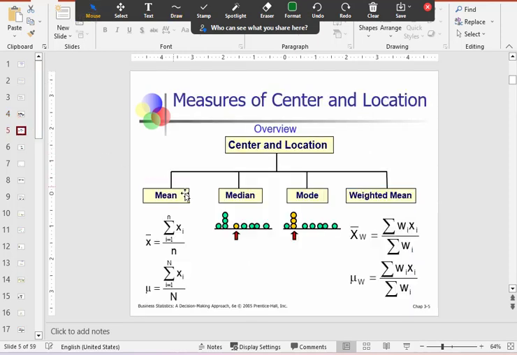I'll go to slide number 5. It gives us one example of measure of center. In this slide, we can see that there are three methods. We will see visual diagrams again and again, so I will try to talk about them accordingly. So the first indicator is known as mean.